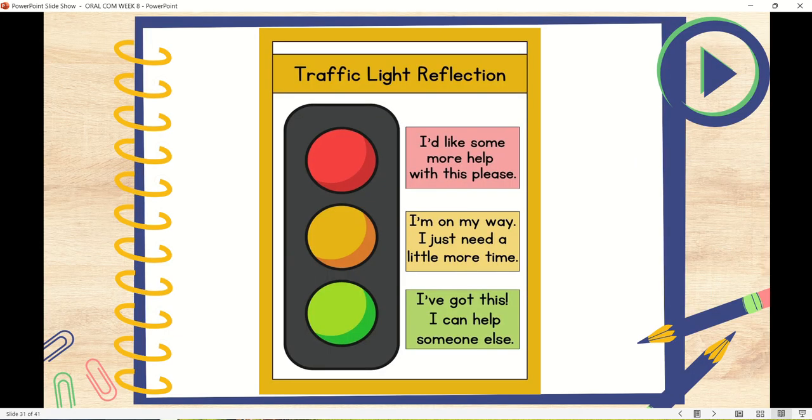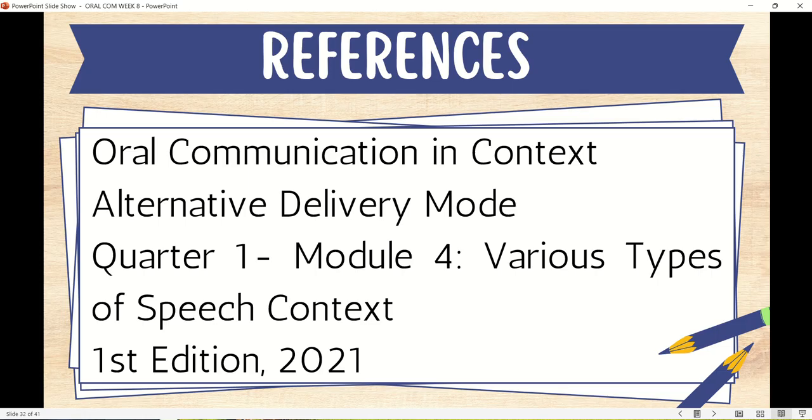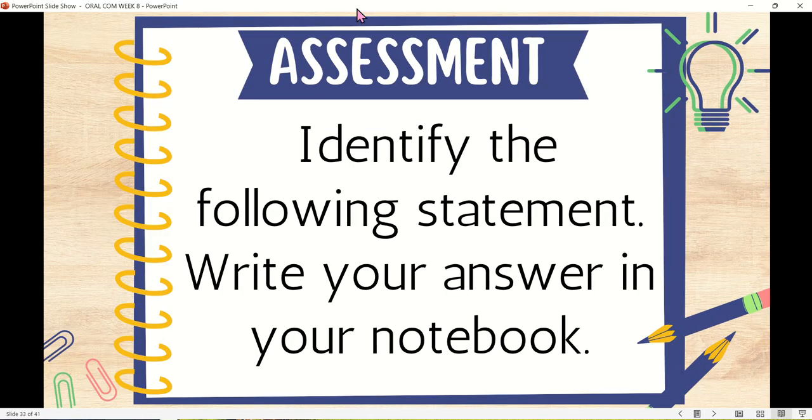Again, let's have a traffic light reflection. So that's all for today for our topic for week number 8, which is about the types of speech context and the speech context itself.